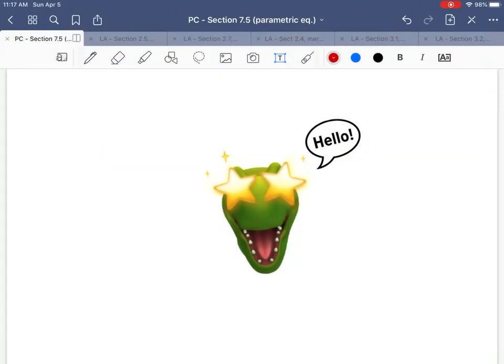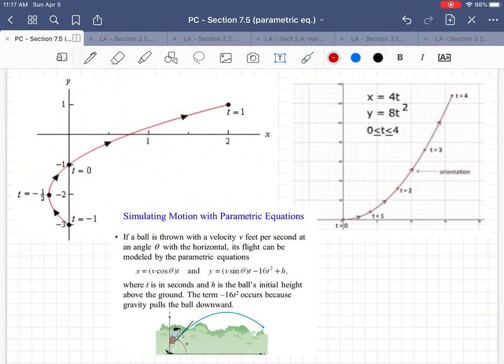All right, hello. I'm going to go through pre-calculus section 7.5 right here on parametric equations. Now you may have seen parametric equations before, like if you take physics. You probably haven't seen them before in Algebra 2 or anything else, but this is what they look like.